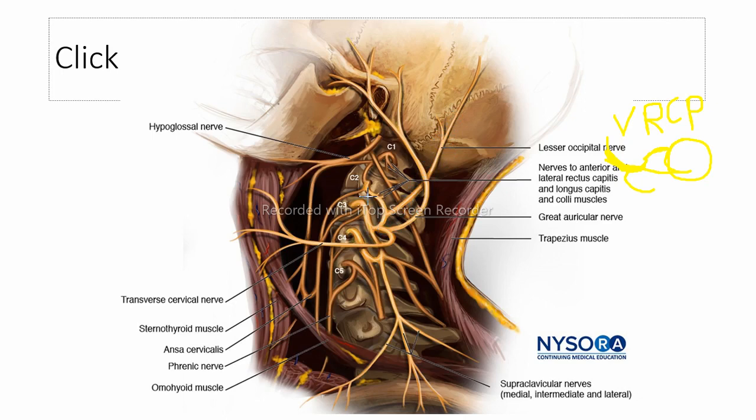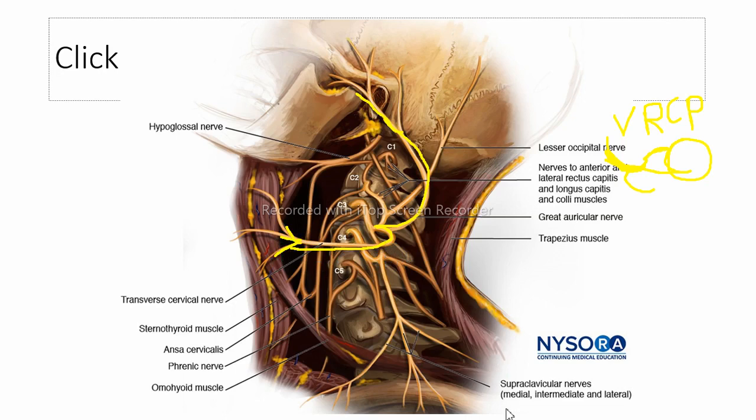Then from the C2 and C3 arises the greater auricular nerve. This one is the greater auricular nerve. It goes up to the neck around the mandible and it supplies the skin around the auricle. Then the transverse cervical nerve. From C2 and C3 arises the transverse cervical nerve, and it goes over the sternocleidomastoid muscle and supplies the lateral and anterior part of the skin.